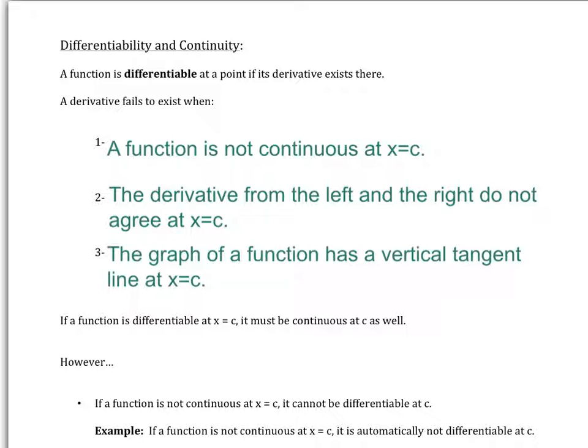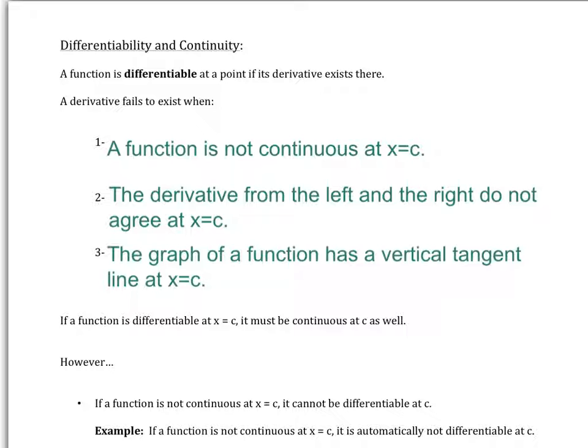And then the third is when the graph of a function has a vertical tangent line at some value x equals c. In all of these cases, a derivative fails to exist because a tangent line fails to exist or because the tangent line has an undefined slope. So remember, a derivative is just the slope of the tangent line. Well, we can't find a derivative if a tangent line doesn't exist or if the slope is undefined in the case of a vertical tangent line.